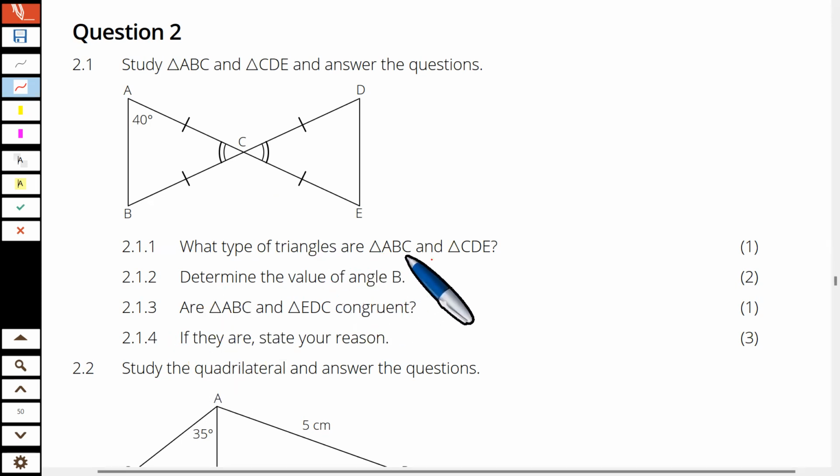What type of triangles are triangles ABC, and what do you think is the answer? You gave me the answer, but I need to be sure that I heard you well. Is it an isosceles triangle? Yes, isosceles. Well done. Congratulations. Isosceles triangles. So they are isosceles.